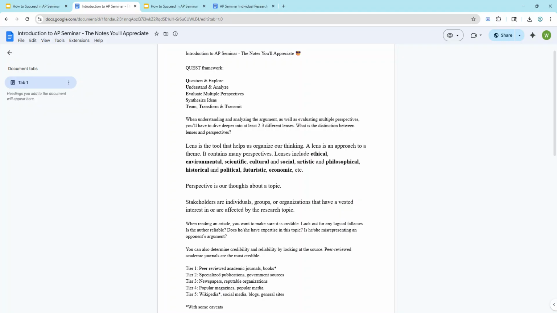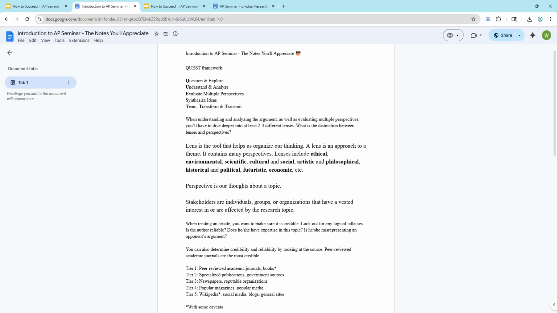So, what is the distinction between lenses and perspectives? Well, a lens is the tool that helps us organize our thinking. A lens is an approach to a theme. It contains many perspectives. Lenses include ethical, environmental, scientific, cultural and social, artistic and philosophical, historical and political, futuristic, economic, etc. While a perspective is our thoughts about a topic. Stakeholders are individuals, groups, or organizations that have a vested interest in or are affected by the research topic.